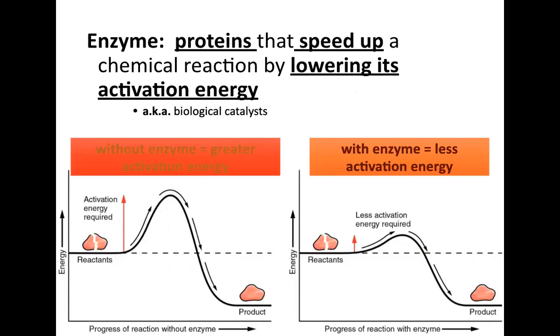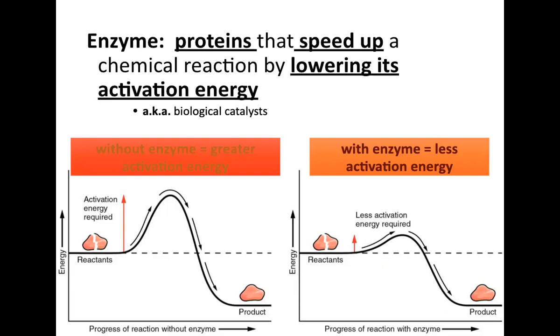All right. So super important. An enzyme is known as a protein catalyst. And a catalyst is something that speeds up a chemical reaction. Okay? And it does this by lowering the activation energy that we need to get it started.